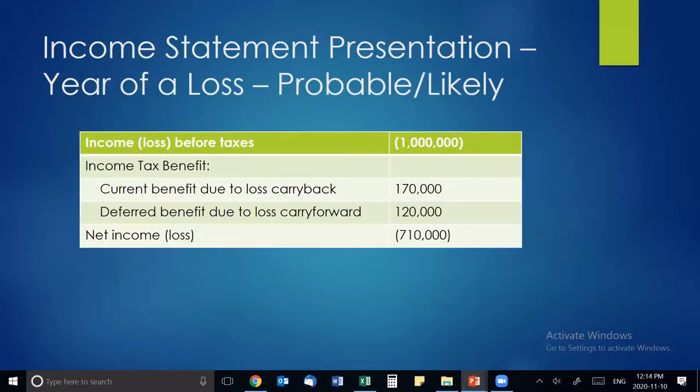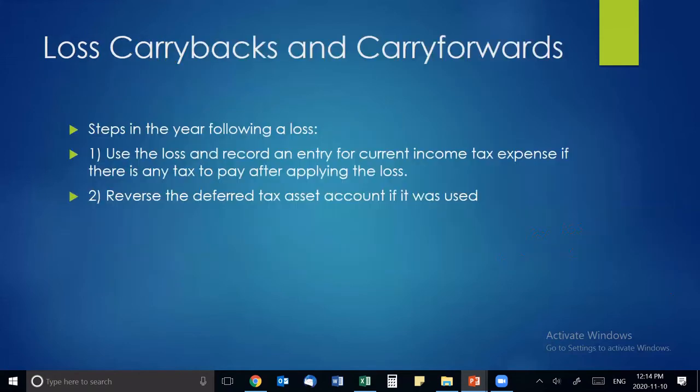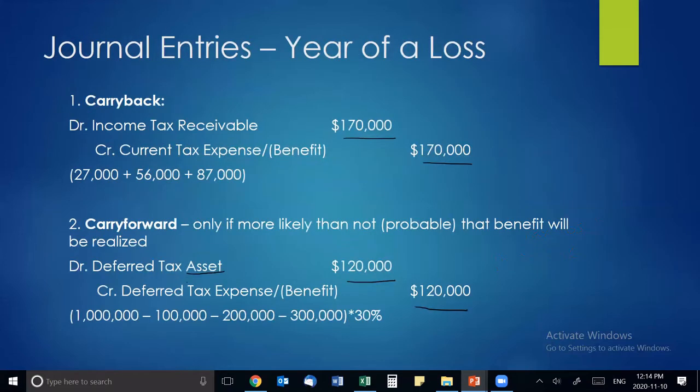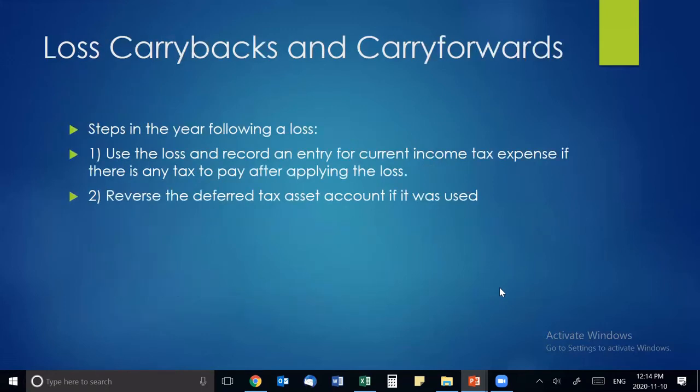And then the last thing I want to show you is the income statement presentation. So in a year of a loss, so if we go back to our journal entries for the year of a loss, whatever hits the income tax expense or benefit account. So we had a current tax expense of $170,000. That was a benefit, so it's going to actually bring down our loss. And then we had a deferred tax benefit of $120,000. So this 170 and 120 is going to bring down our total loss.